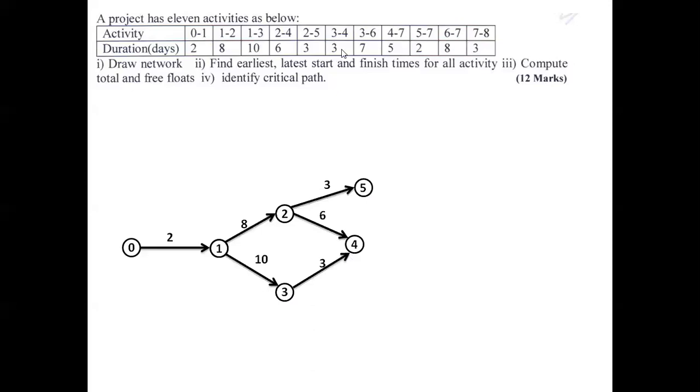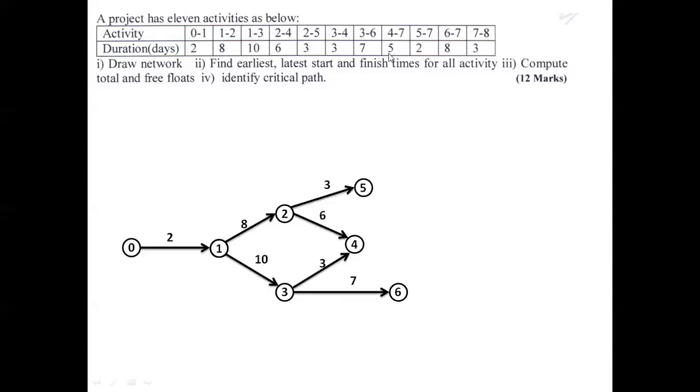Then next comes 3 to 6. You just see whether there are any activities which will start from the same start event, that is 3. Here 3 to 4 already is there. Then 3 to 6, and there are no other activities having 3 as a start event. So for 3 to 6 we will draw a straight line. So this is 3 to 6 having 7 days as a duration.